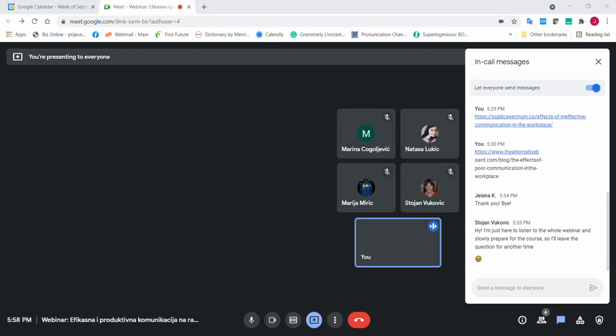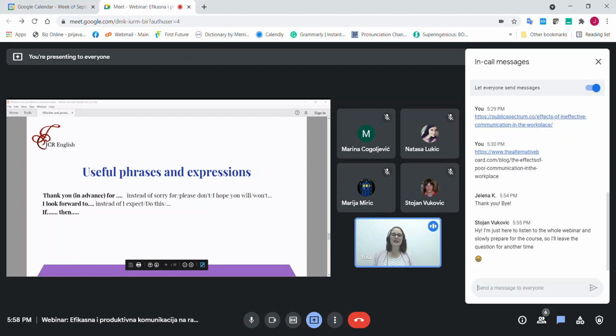Moving on, we have some useful expressions that we're going to quickly cover. For example, instead of saying, "I'm sorry that I did not do this task according to your expectation," you can say, "Thank you for understanding," or "Thank you in advance for understanding," if you are planning not to be perfect, which is not always the plan. "Thank you for understanding, let's say, me being new at this position and doing my best to accomplish my task successfully."